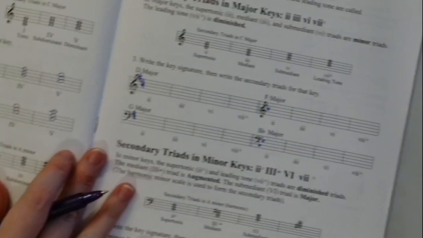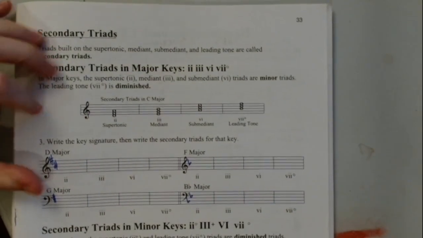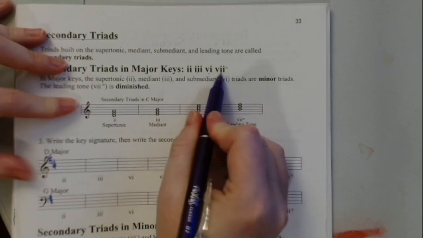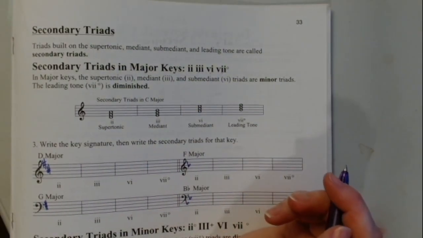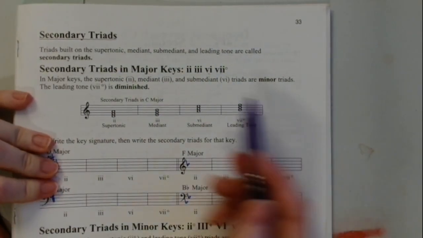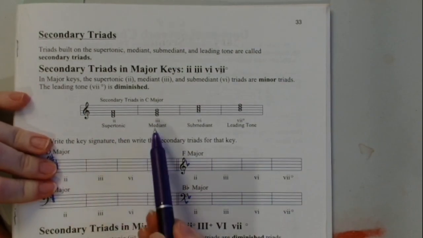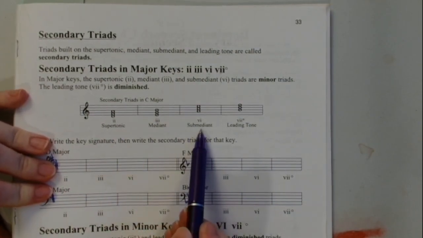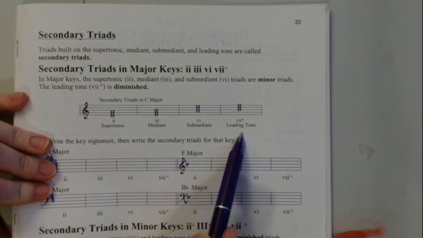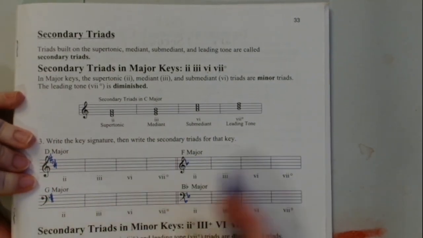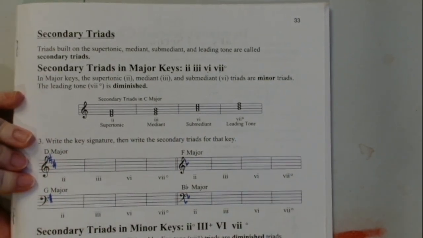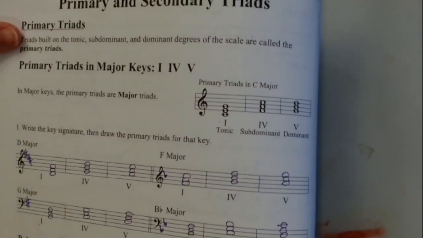Secondary triads are going to be the other triads that you did not use that are in your scale. So your 2, your 3, your 6, and your 7. So in a major key, your 2 is minor, your 3 is minor, your 6 is minor, and your 7 is diminished. So they just want you to now write those out for the scales.